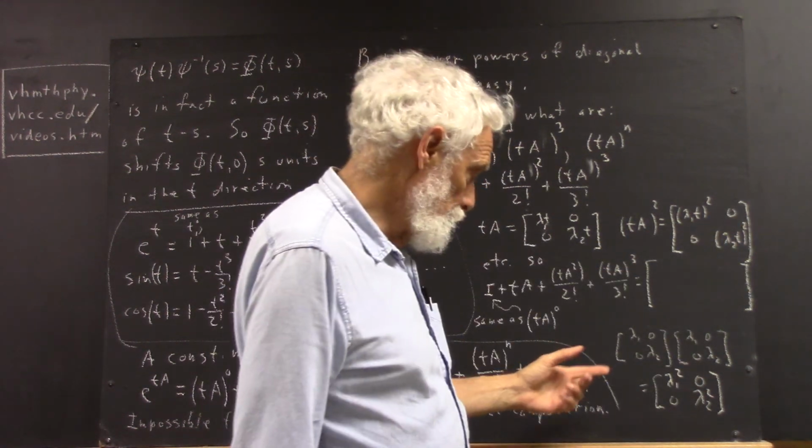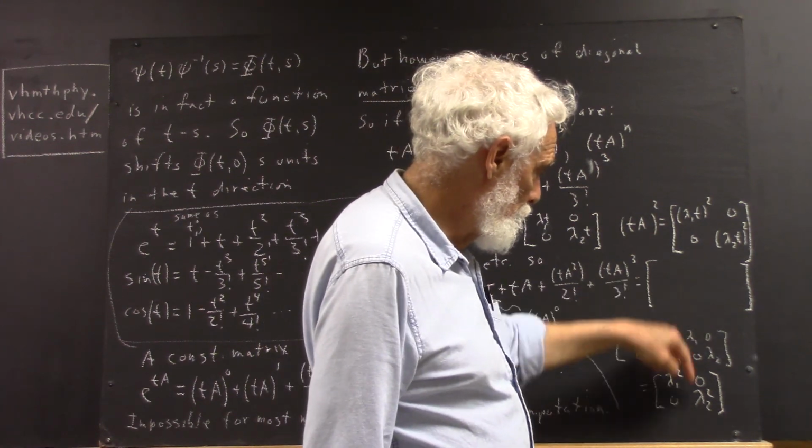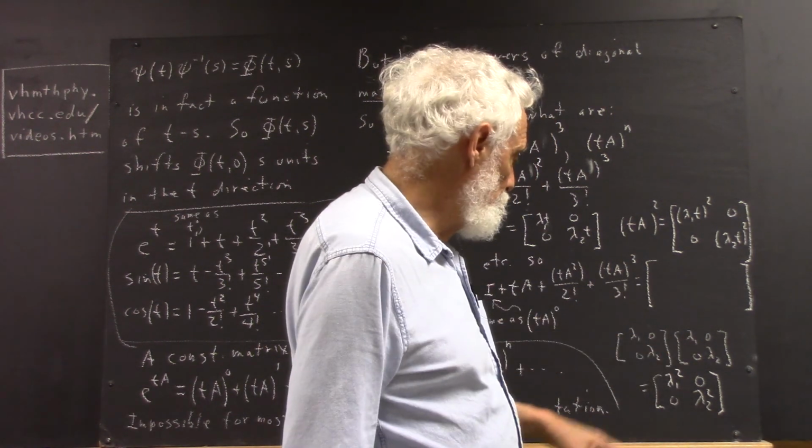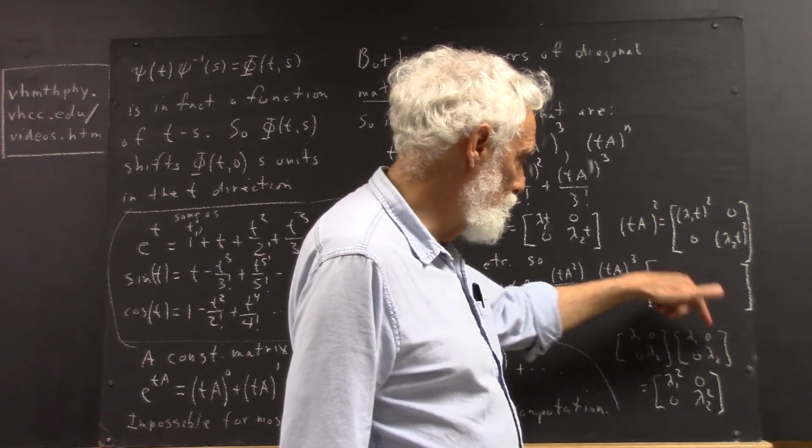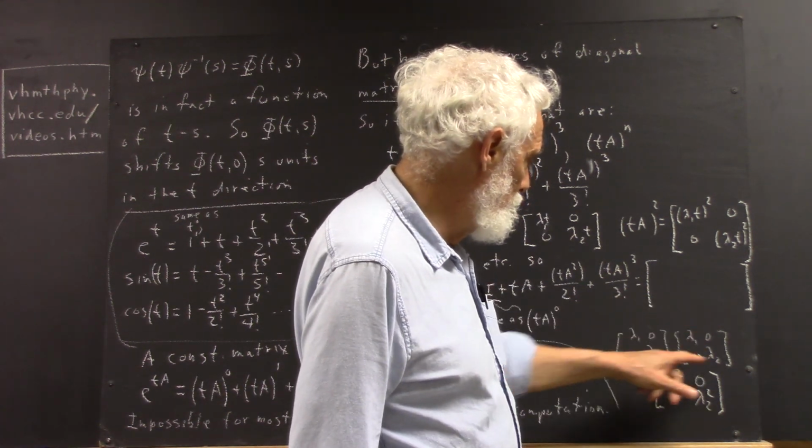And you can similarly verify that if you multiply the second row by the first column, you get a 0 in every term, so you get this. And the second row times the second column, you get 0 in the cross term, but you get lambda 2 squared.